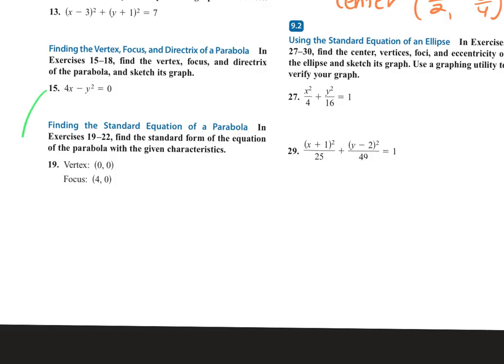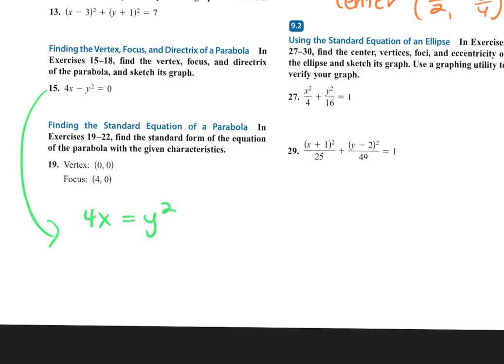Okay, so 15 is a parabola, right? For the parabola, your squared term has to be on the side by itself, and it has to be positive. I can't leave the negative there. So I move this over here. I eventually have to multiply by -1 to make that a positive y squared. So I could just do the opposite. So 4x would equal y squared.